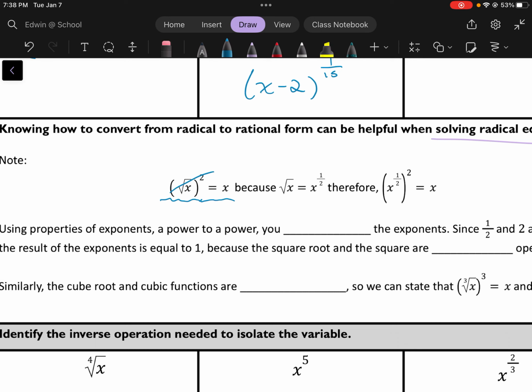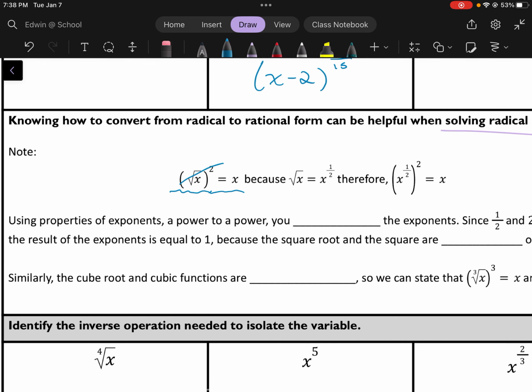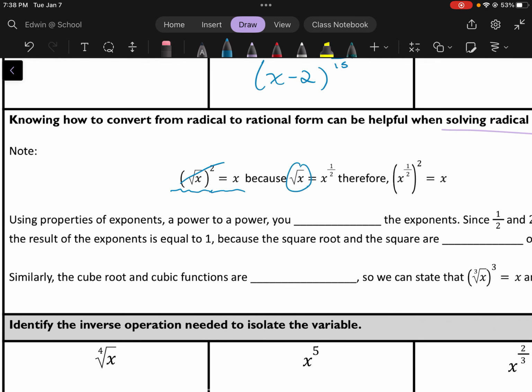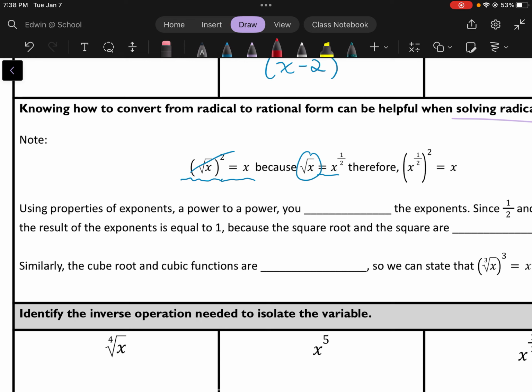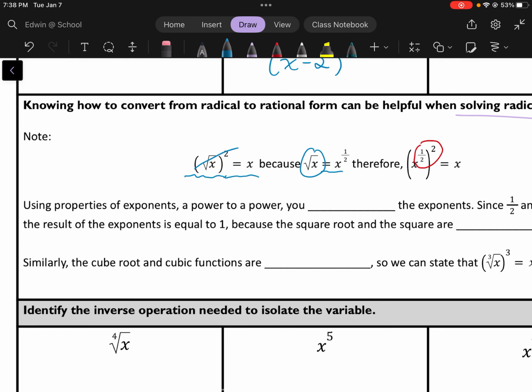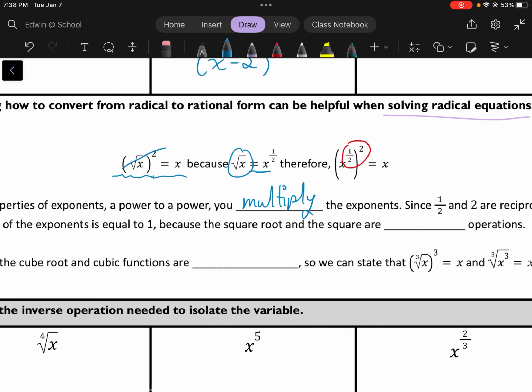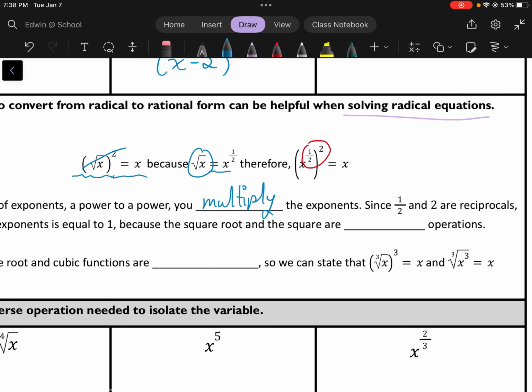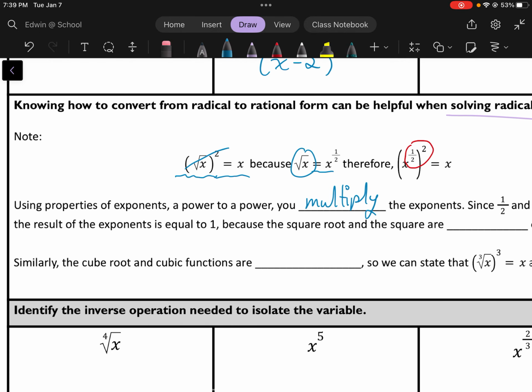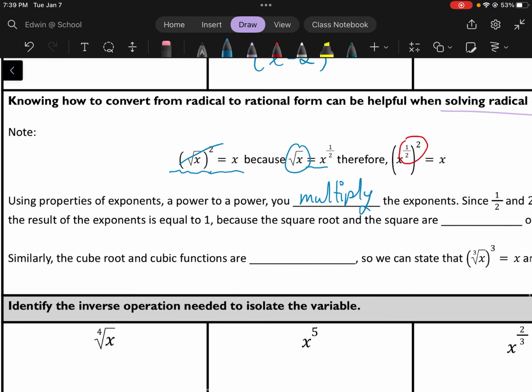Maybe we could think that those two things cancel out. Because the square root is equal to the 1/2 power, we have x to the 1/2, to the second. So this is what we call an inverse operation. You see those two powers, we have a power to a power, and because of the properties of exponents, that means we have to multiply them. And if we have 1/2 times 2, they're reciprocals, so the exponent multiplication is going to be 1.